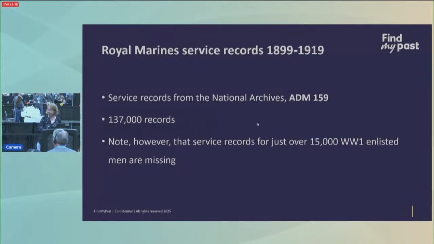Royal Marine Service records from 1899 to 1919. These are, again, from the National Archives. Now, this time it's an ADM reference instead of a War Office reference. So Admiralty records, 159. There's 137,000 images, but the service records for just over 15,000 World War I enlisted men are missing from this particular set.